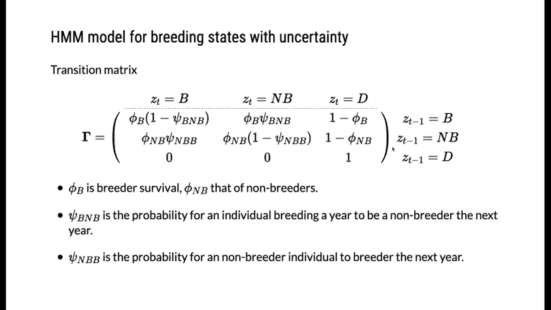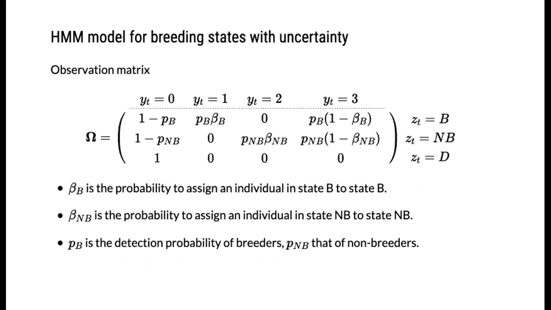So for example, if you are a non-breeder individual at t minus one, you may become a breeder, you may breed the next year, with probability the survival probability of non-breeder individuals times the transition probability from state non-breeder to breeder. So that's the same matrix as before. Now the novelty is here in the observation matrix. This is where everything is happening, in the sense that we need to introduce two new parameters. Beta capital B, which is the probability... just ignore the matrix for a minute. We're going to define first the parameters we need, and then we'll go through the matrix.